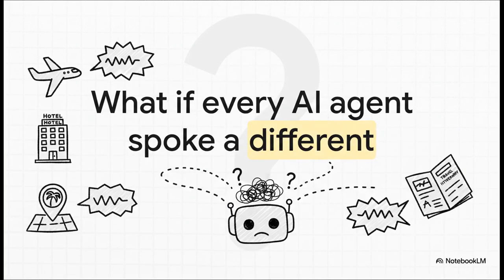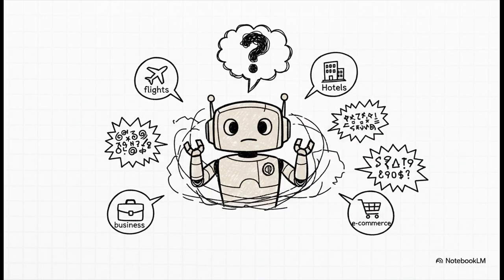Just think about this for a second. You've got this amazing flight booking agent, a top-tier hotel agent, and a brilliant agent for finding local tours. Each one is the absolute best at what it does, but they can't talk to each other. They all speak different languages. How is your main AI assistant supposed to plan a whole trip for you? You got it. It would be absolute chaos.